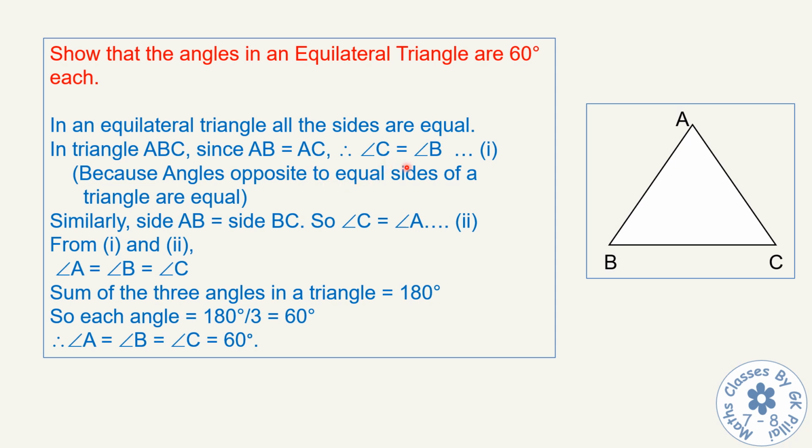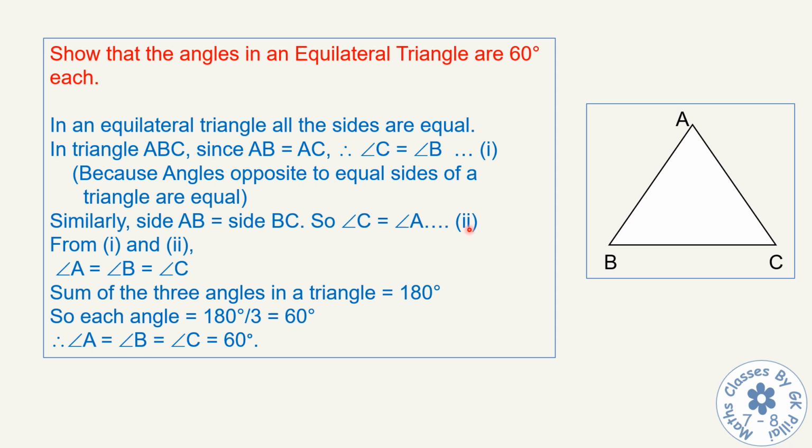Angle C will be equal to angle B. Angle C is opposite to AB and B is opposite to AC. So these two angles are equal. The reason I have given here. Similarly, side AB is equal to side BC. Again, the opposite angles will be equal. The opposite angles will be C and A.